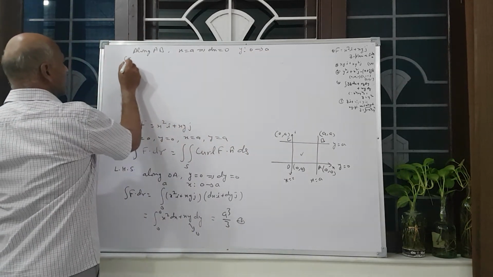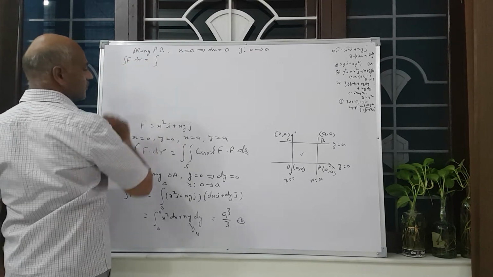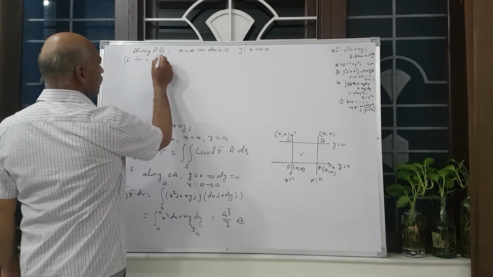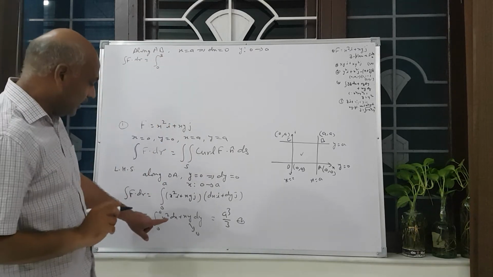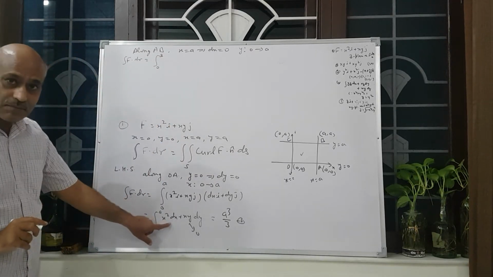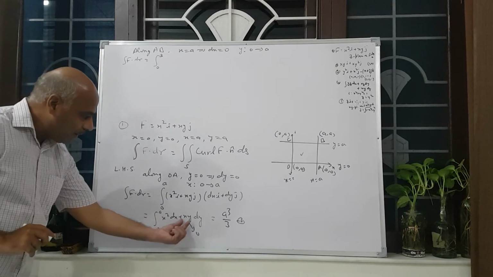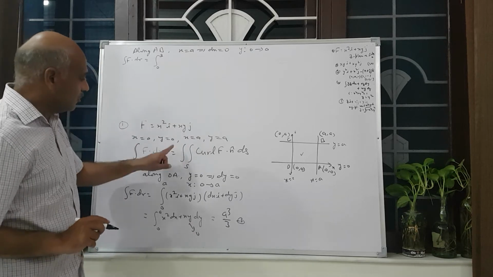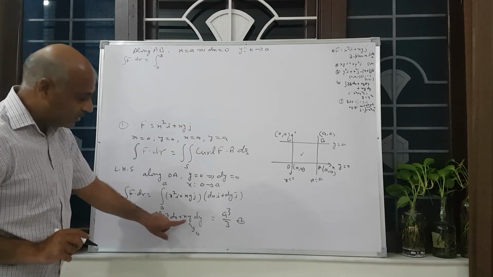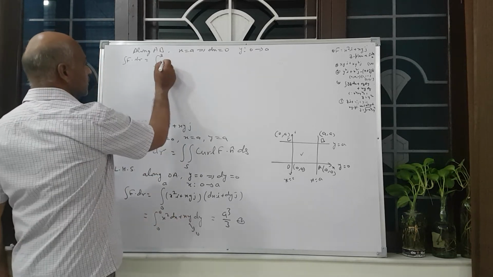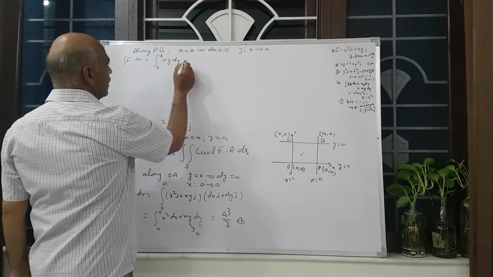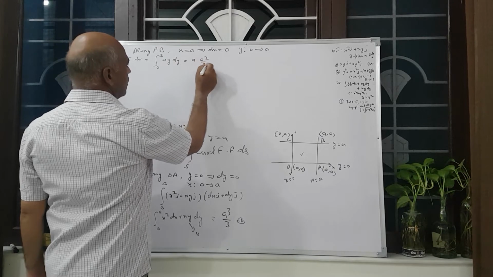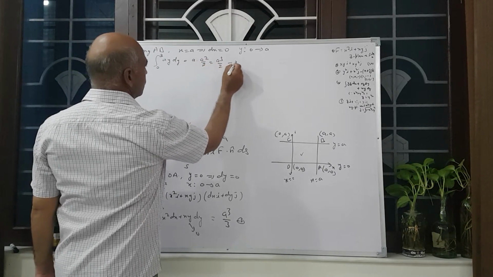So f dot dr is the integral of y from 0 to a. The dx term becomes 0. What is the value of x? X is a. So here we write x is equal to a, so it becomes a y dy. So a y square by 2 gives a cube by 2.